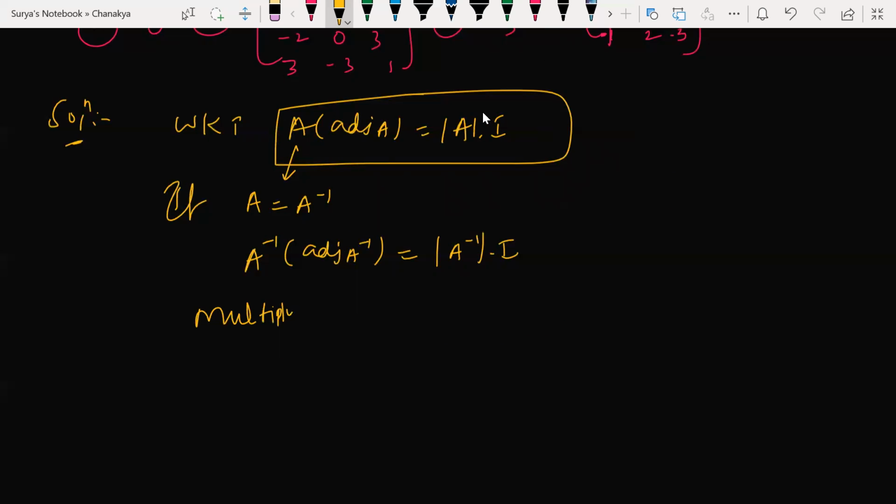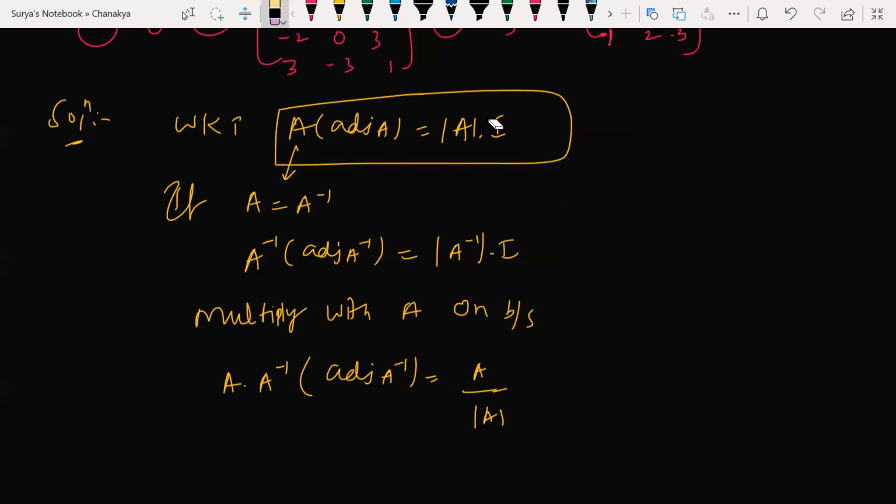Multiply with A on both sides. Why do we need to multiply with A on both sides? You will just get to know now. A into A inverse of adjoint of A inverse is equal to A into determinant of A inverse. Determinant of A inverse can be written as what? Determinant of A divided by determinant of A. I can write like this into I.